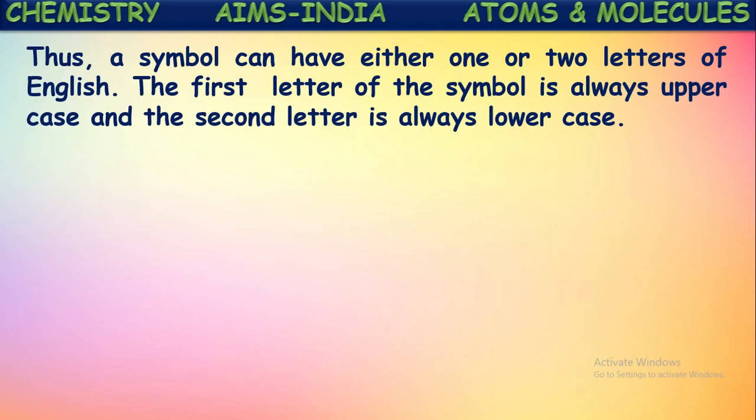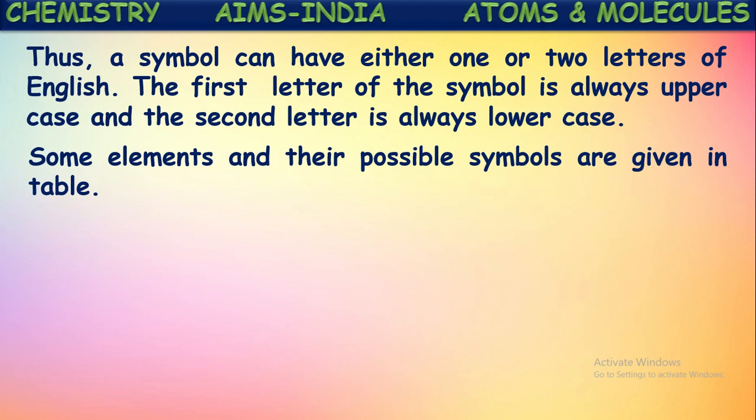Thus, a symbol can have either one or two letters of English. The first letter of the symbol is always uppercase and the second letter is always lowercase. Yes, if there is only one letter as a symbol for an element, it should be written as an uppercase, that is a capital, letter. If there are two letters in the symbol of an element, then the first letter should be written as an uppercase capital letter and the second letter should be written as a lowercase small letter. Okay.